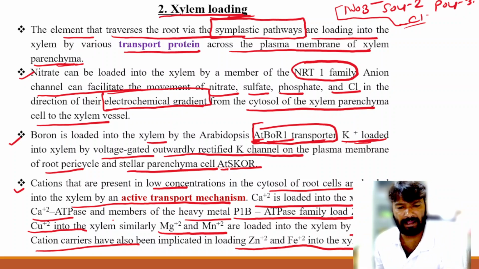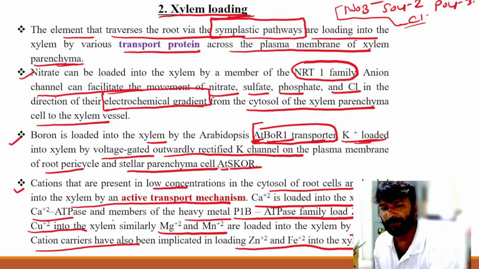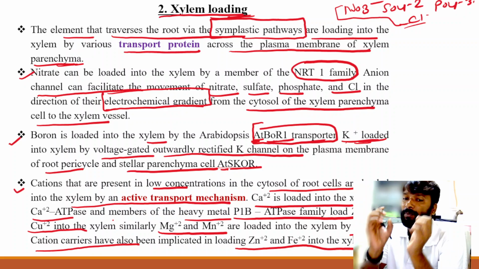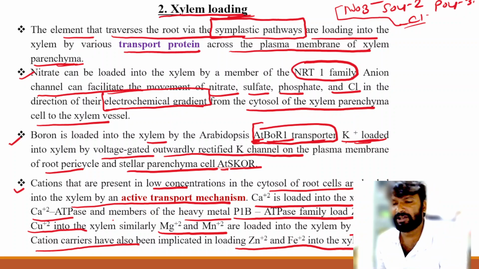Okay, so some carrier proteins and some ATPase proteins are involved in transport of heavy metals like zinc, copper, iron. Okay, so this slide is very clear that how the nutrients are loaded into the xylem. So there will be an involvement of transporter proteins. It could be channels, carrier proteins, or the pump.